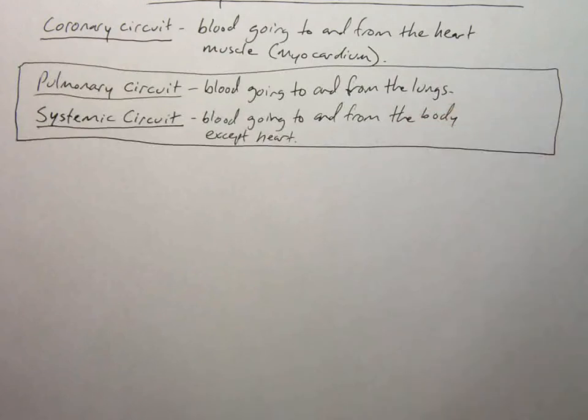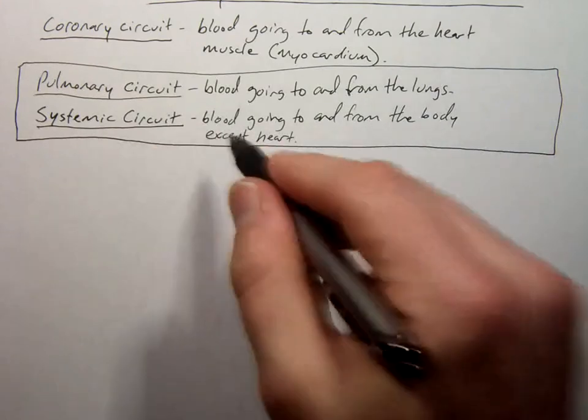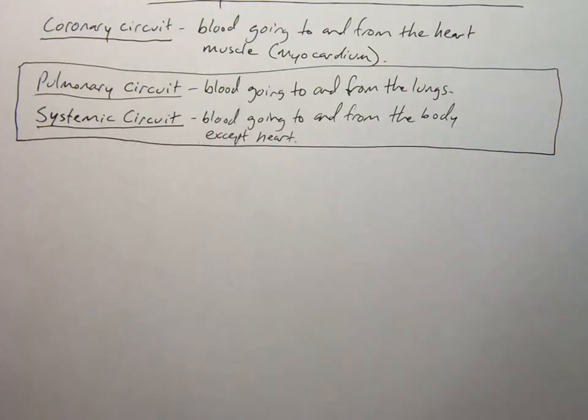So this would be like blood going to your brain, to the masseter muscle in your face, to your teeth, to your big toe, to your liver, to your kidneys. Everywhere else that's being supplied blood, with the exception of the heart, is a systemic circuit.